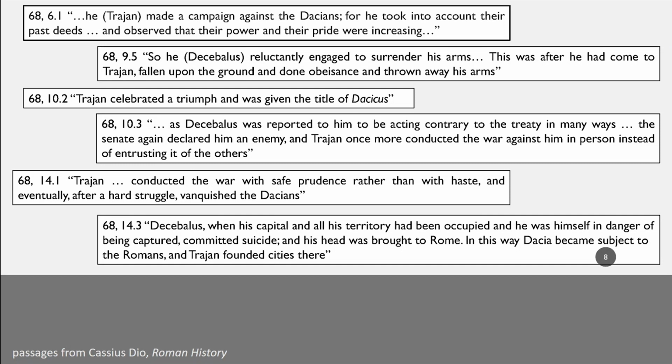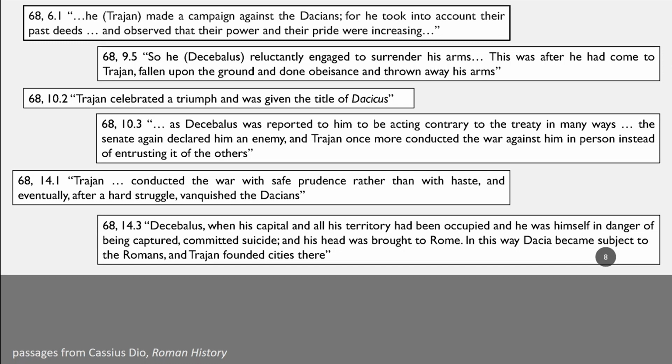So he, that is Decebalus, reluctantly engaged to surrender his arms. This was after he had come to Trajan, falling upon the ground and done obeisance and thrown away his arms. So that is the end of the First Dacian War, where he is declaring his defeat and then accepting the clemency of the emperor and is allowed to survive and to even stay as ruler of Dacia, but as a client king.